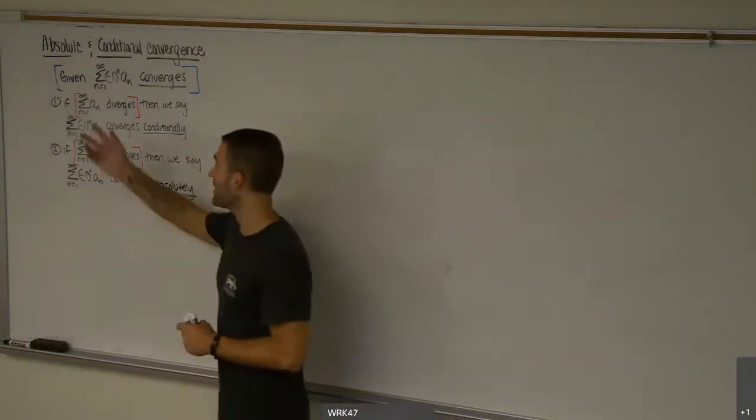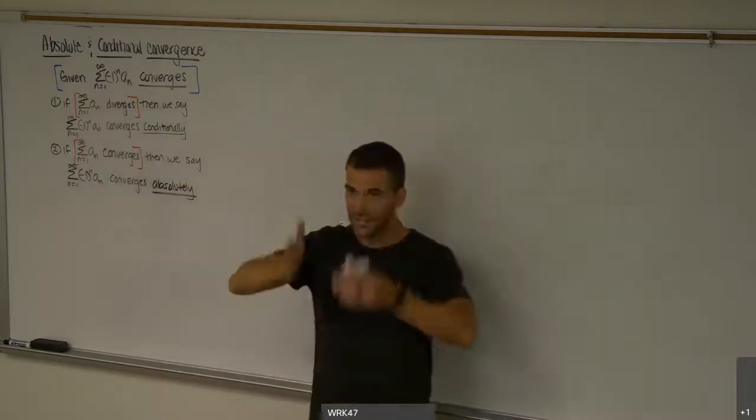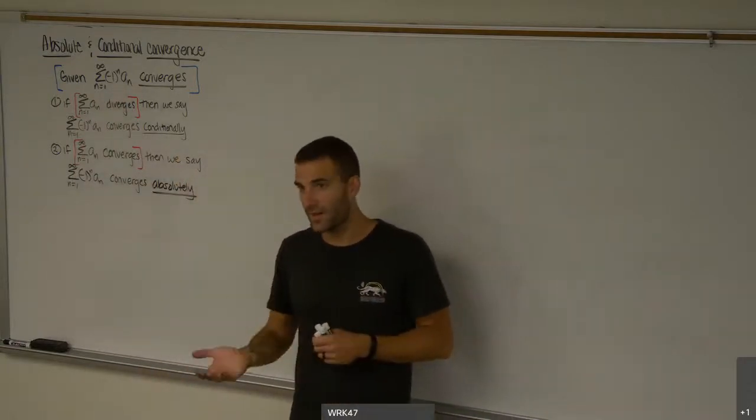How do you make everything positive? How do you get rid of the alternating piece mathematically? Take the absolute value of everything. That's going to make those minus signs back into plus signs.